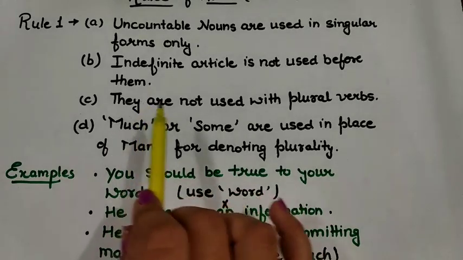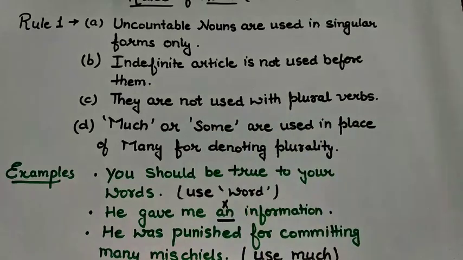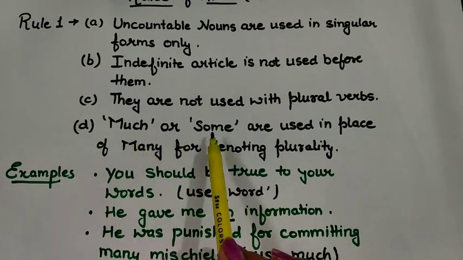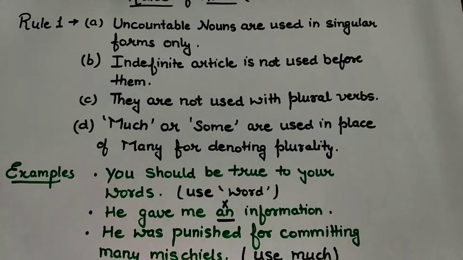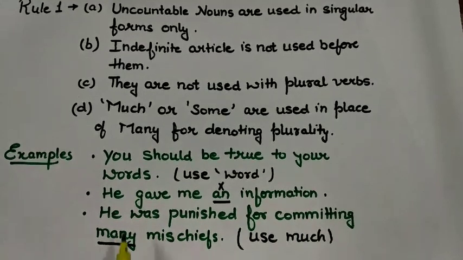Third one is, they are not used with plural verbs. Means, we cannot use uncountable nouns with plural verbs. And much or some are used in place of many for denoting plurality. Like, he was punished for committing many mischiefs. In place of many, we should use much. So, the correct sentence will be, he was punished for committing much mischief.